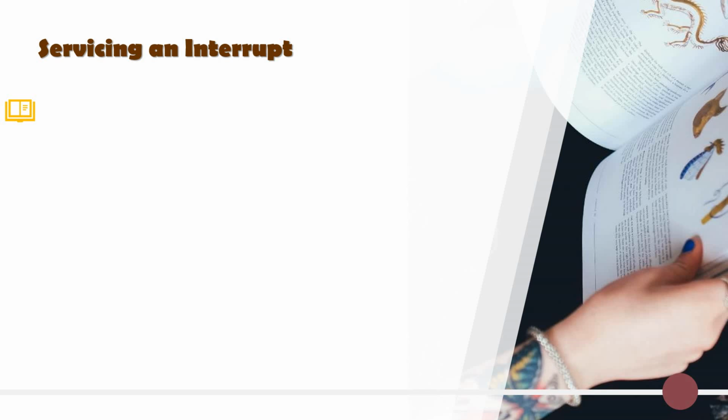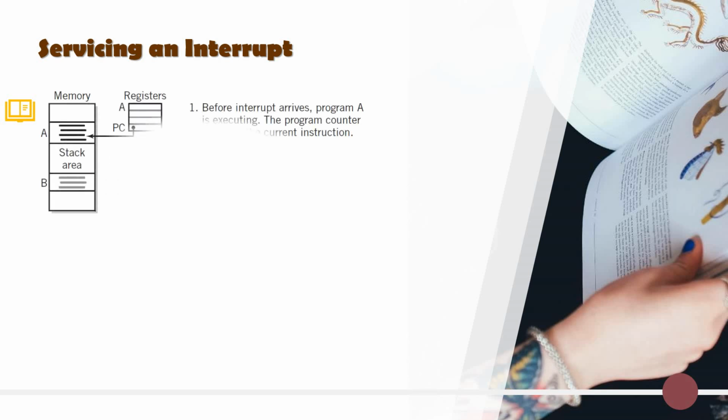Servicing an interrupt. Since the computer is capable only of executing programs, interrupt actions take the form of special programs, executed whenever triggered by an interrupt signal. Interrupt procedures follow the form shown in this figure. Before the interrupt arrives, the program is executing. The program counter points to the current instruction.